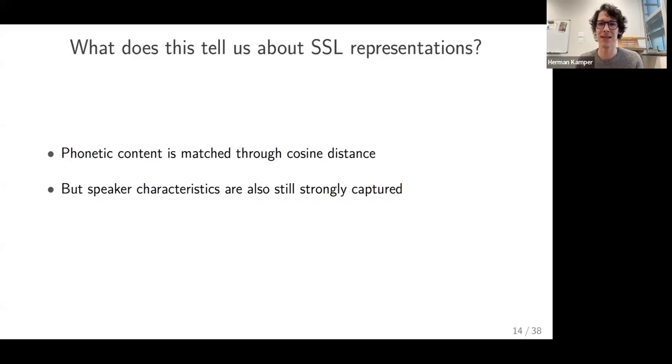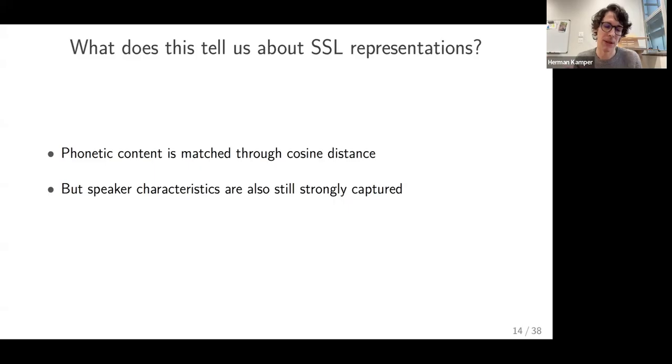And the second fact is that speaker characteristics, including pitch, timbre, all of those things, are still captured in the representations. If that was not true, then this whole thing wouldn't work, and we wouldn't be able to synthesize from the green vectors. We wouldn't be able to get the target out. And it's interesting because these two things almost seem to contradict each other. How can you have both good phonetic matching and good speaker matching?